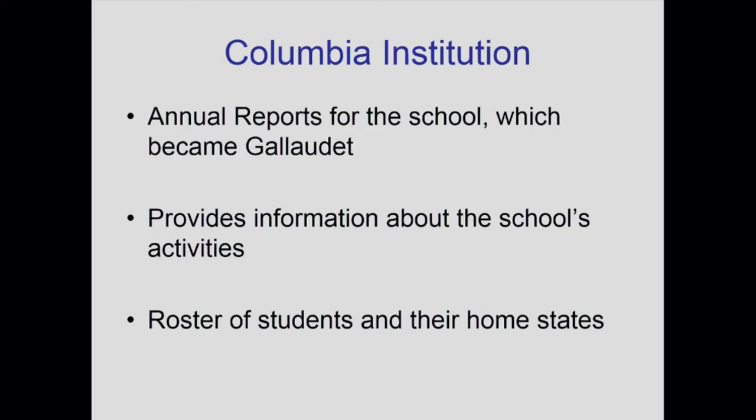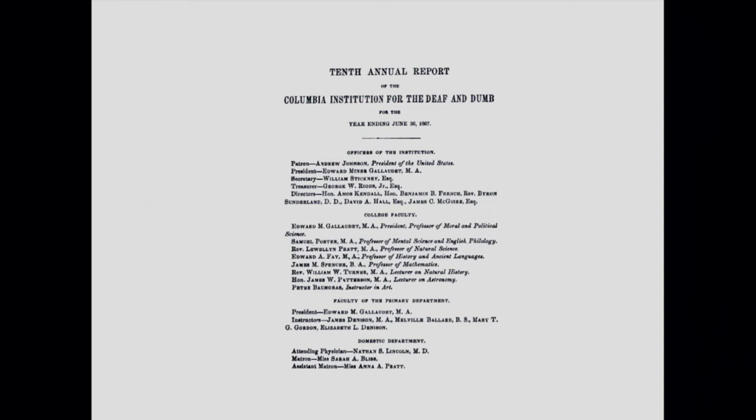I mentioned before that there are annual reports from institutions that are not part of the federal government, and we'll take a look at one here from the Columbia Institution for the Deaf, the school that becomes Gallaudet University. It provides information about the school's activities and rosters of students in their home states. This is the first page of the report from 1867, and you can see Gallaudet's name is on there as a faculty professor of moral and political science.